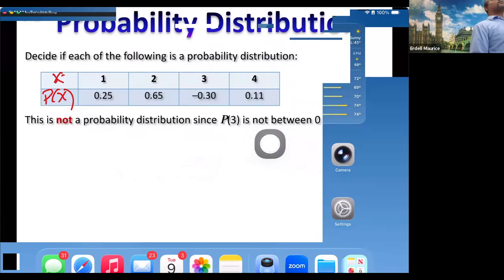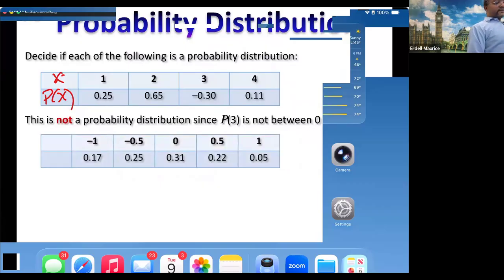Questions there? How about this one right here? Is this a probability distribution? When you add up all of these numbers, do they add to 1? They do. And so this is a probability distribution. Questions there? The idea behind it adding up to 1 right here is that these are the only possible items.